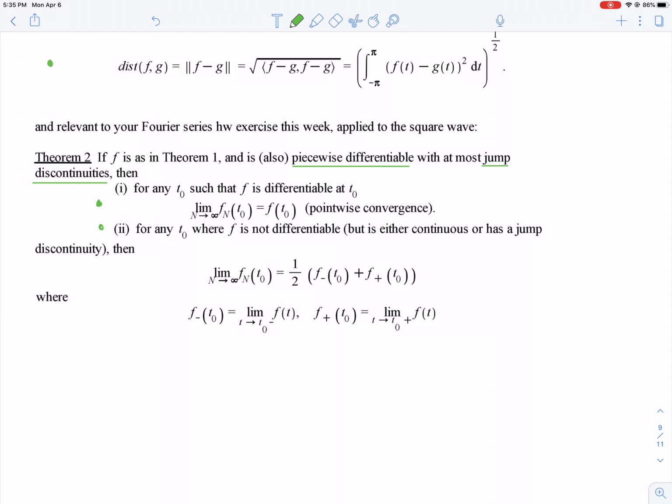And at all of the jump points, the fn's at t-naught will converge to the average of the right-hand and the left-hand limits of f. Okay.